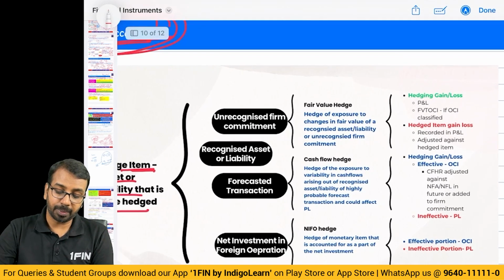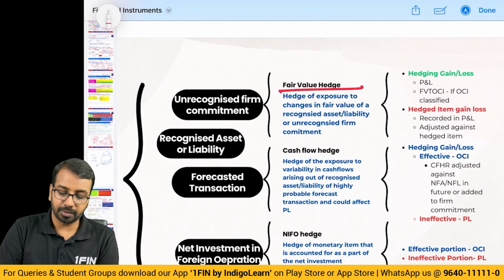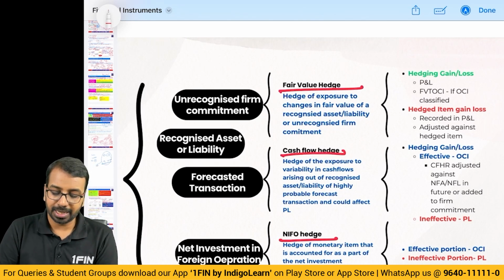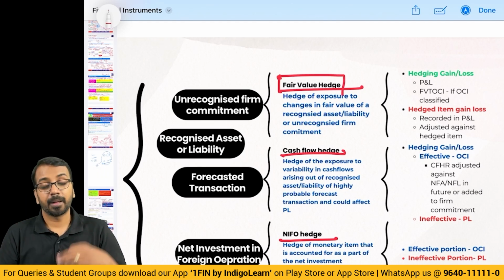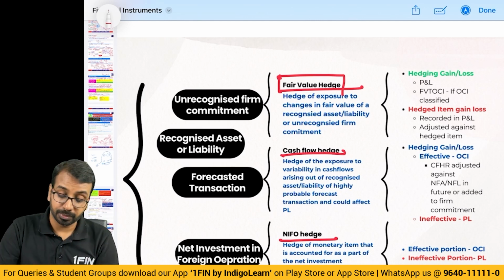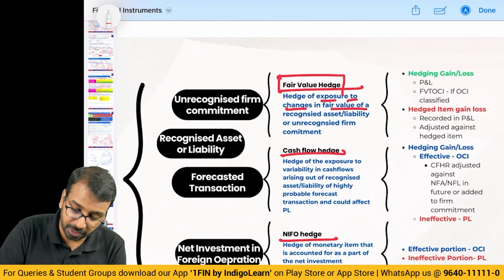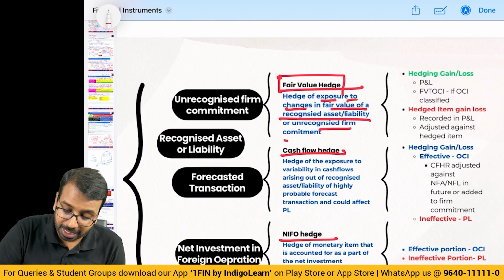Okay. Now, depending on the nature of the hedge, we call it either a fair value hedge, cash flow hedge, or net investment in foreign operation hedge. So, what is a fair value hedge? Just remember, fair value hedge is for something. If I have an asset or a liability, I want to protect its fair value. So, it is a hedge of exposure to changes in fair value of a recognized asset or liability, or an unrecognized firm commitment.